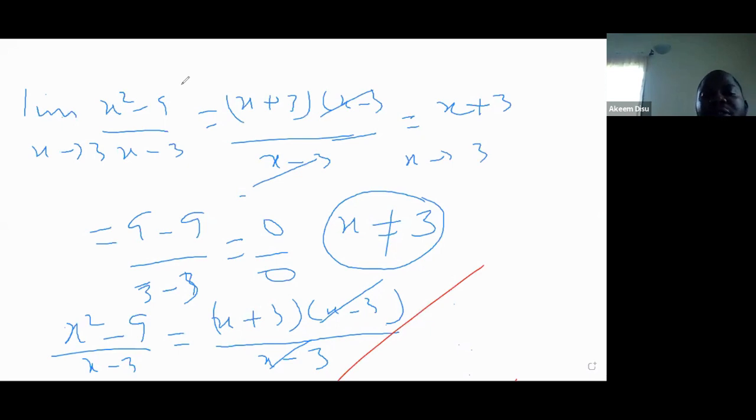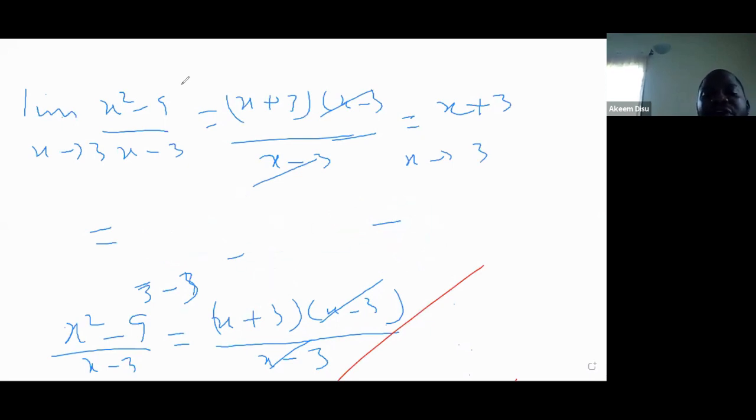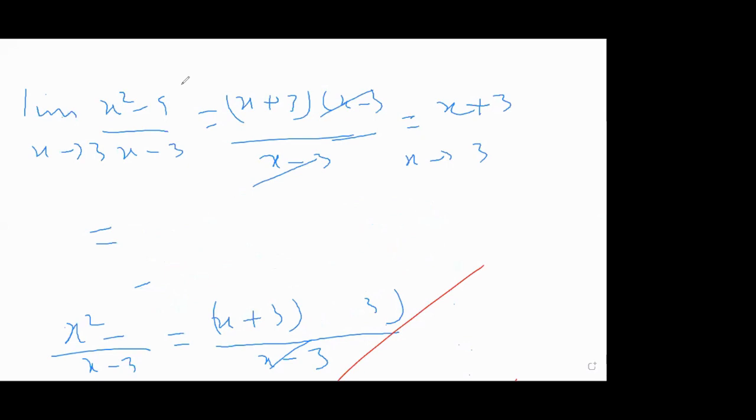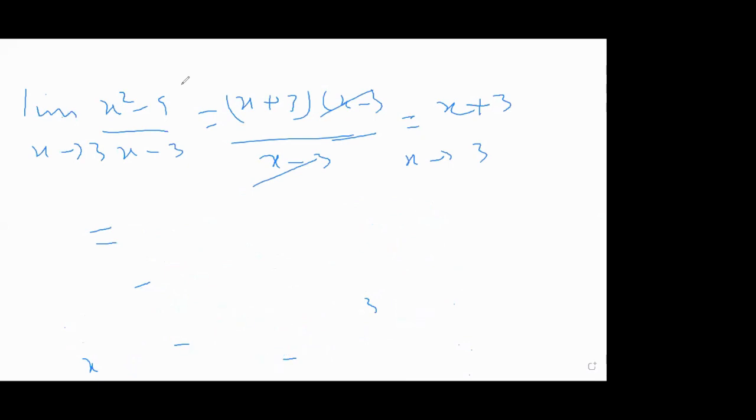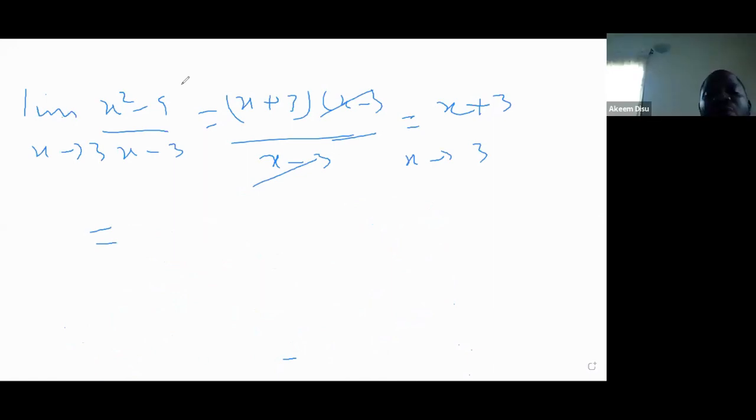Then we now say as x tends to 3, that means if you replace x with 3, we are going to have 3 plus 3 as x tends to 3. That answer is what? 6. Is that taken?